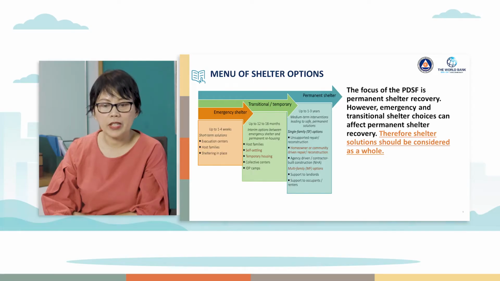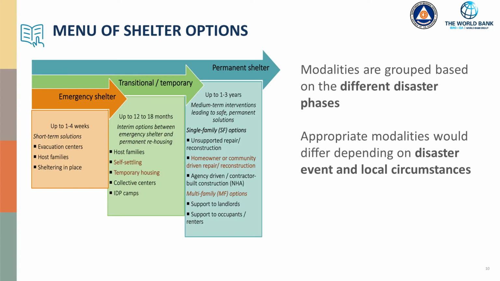Here we have emergency shelter, which takes up to 1 to 4 weeks, and then the transitional or temporary shelter, which takes up to 12 to 18 months, and then the permanent shelter, which takes up to 1 to 3 years. Modalities are grouped based on the different disaster phases. Appropriate modalities would differ depending on disaster events and local circumstances.